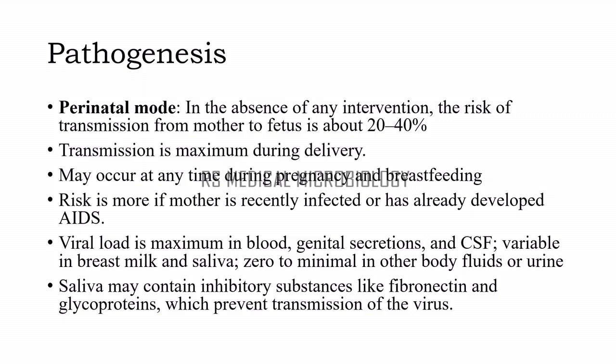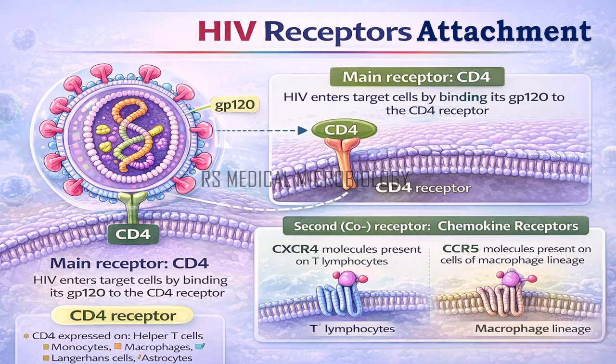The transmission is maximum during delivery, and it may occur at any time, but the parturition time is the most important timing where the infection can happen. This is more likely if the mother has been recently diagnosed with HIV or recently developed an infection. The viral load is maximum in the blood, body fluids, and CSF. It can be variable in breast milk and saliva, and sometimes absent in other body fluids or urine. Saliva can contain some inhibitory substances which can prevent the transmission of the virus.